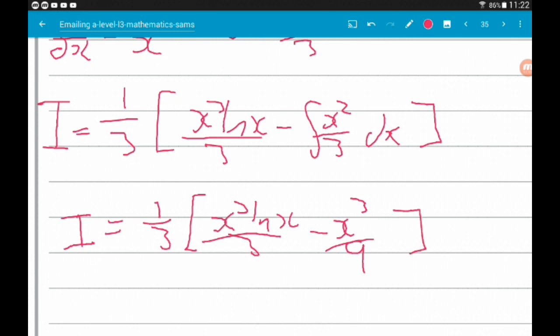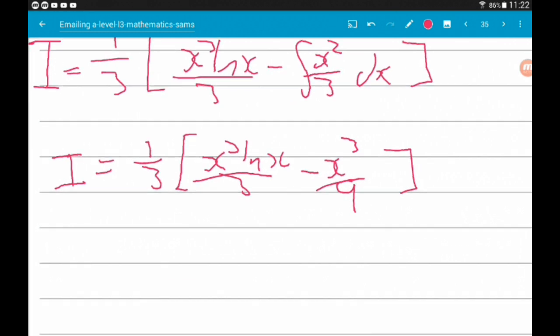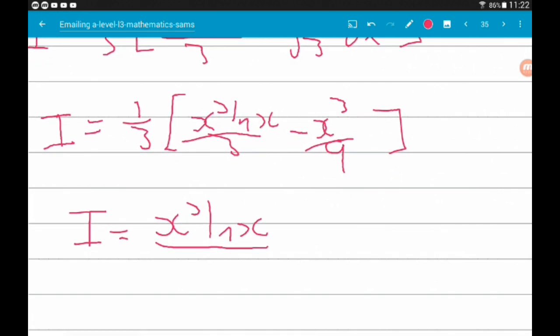Okay, so now if we let that factor of a third in, finally we get I is x cubed log x over 9 minus x cubed over 27. So up to there, the only part that we've integrated is x squared log x over 3.